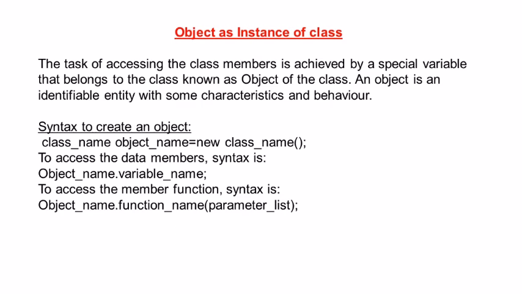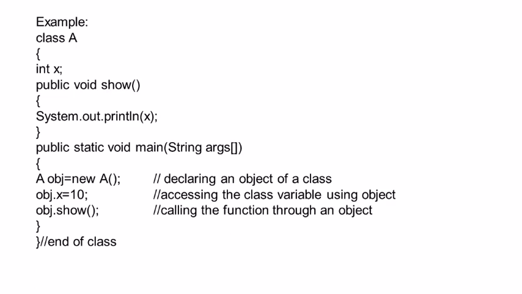See this example, there is a class A in which we have declared a variable x. Now there is a show function in which we have printed the value of x. In main, we have declared an object of the class A, obj. A obj equals new A. Then through this we are accessing the class variable and the function: obj.x equals 10 and obj.show is the function call. We are ending the class here.